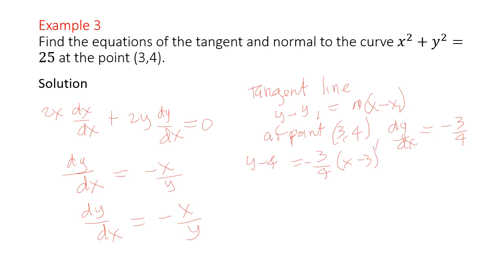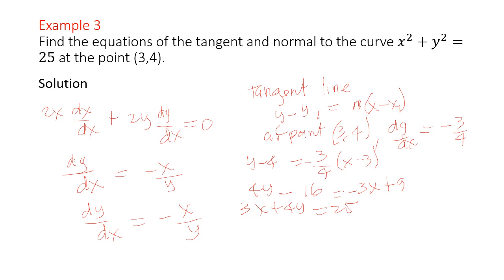Multiplying by 4, 4y minus 16 equals minus 3x plus 9. So we have 3x plus 4y equals 25.